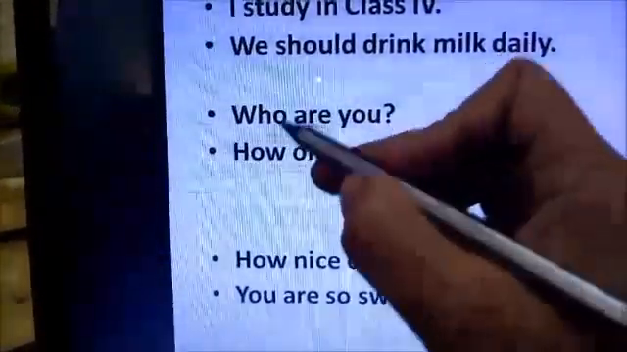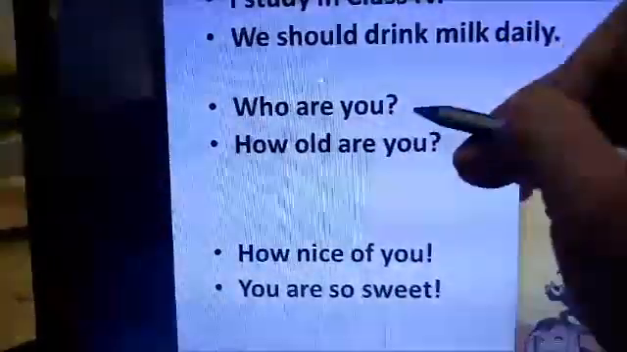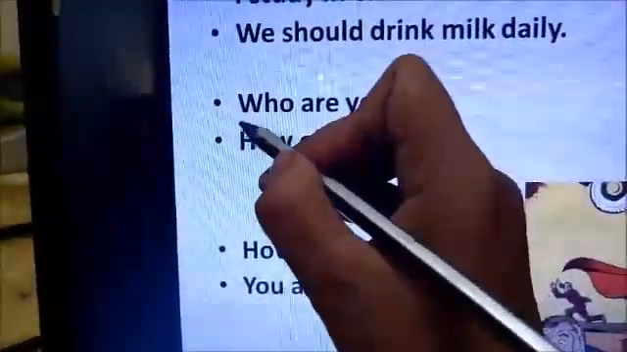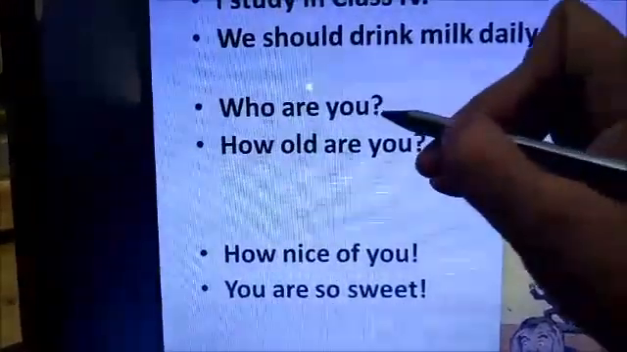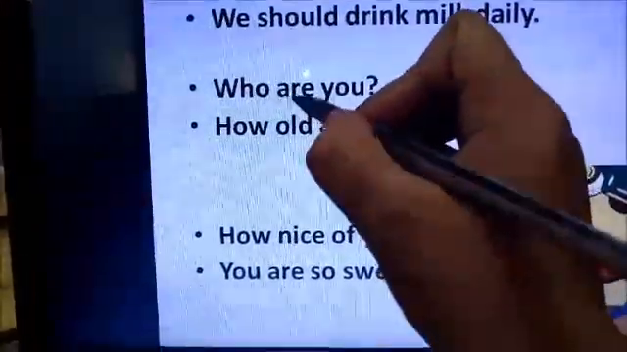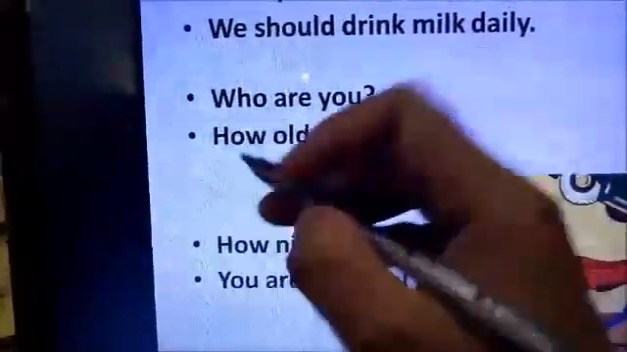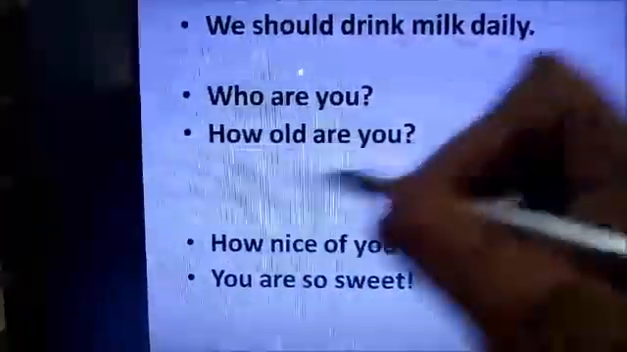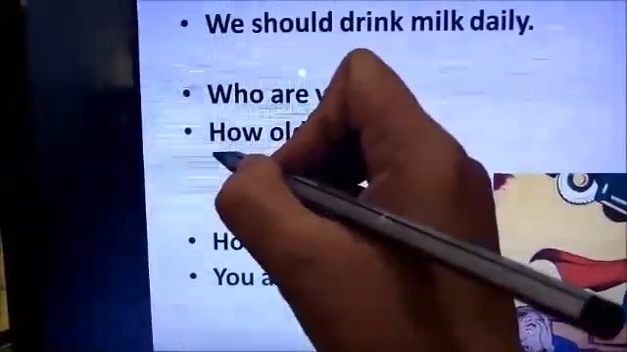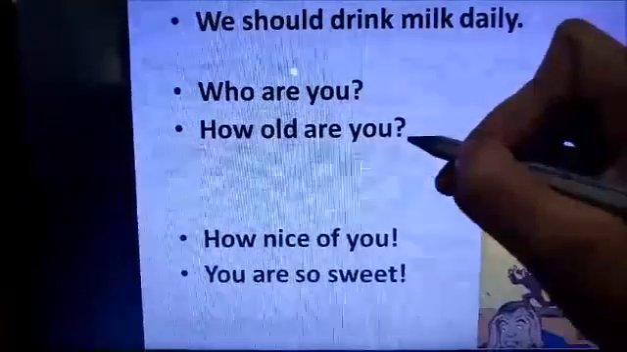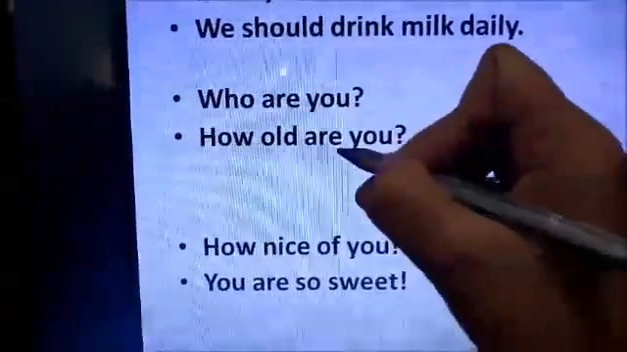Now the next type of examples. Who are you? It begins with the capital letter W. Ends in a question mark and the verb is are. Now the next one. How old are you? It begins with the capital letter H. Ends with a question mark and the verb is are.